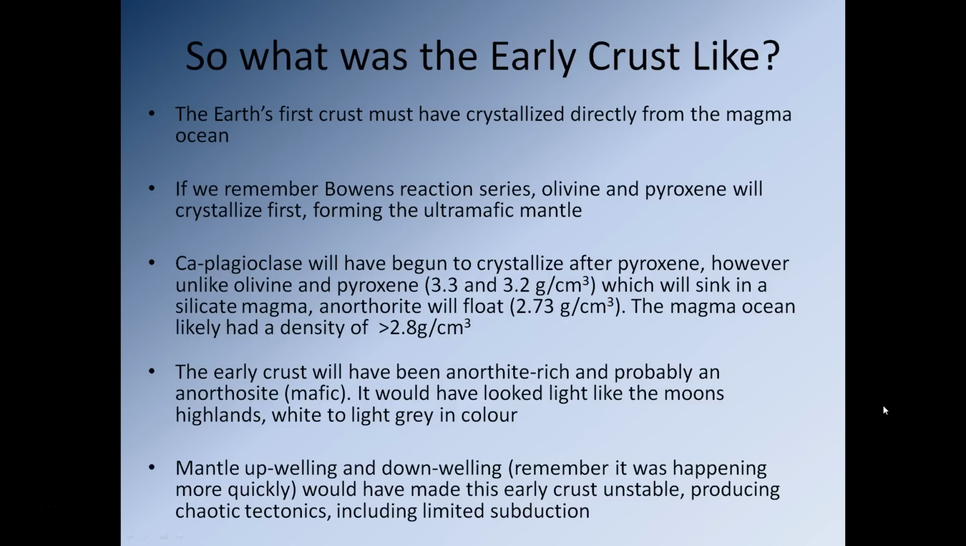So we also know that as the Earth's mantle would have been a lot hotter, it would have been convecting very, very quickly. So this means there would have been lots of mantle upwelling and lots of mantle downwelling. So it means the mantle would have been very unstable, and so any crust that was sitting on top of this rapidly convecting mantle would also have been rather unstable. And so this would have produced very chaotic tectonics, possibly even very limited subduction. But most of what will have happened will have just been the crust being ripped to pieces and rifting, and magma pouring up from any resulting cracks.